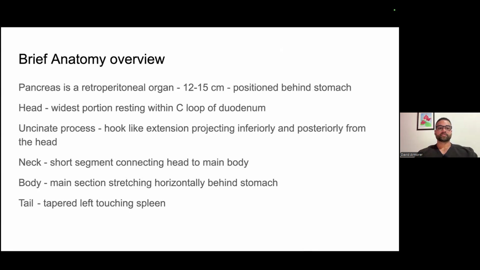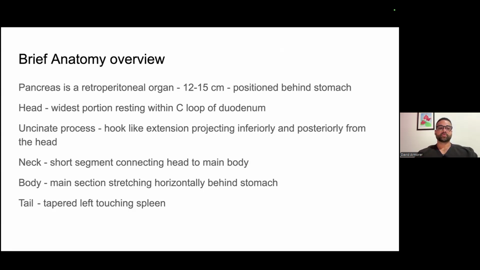So, brief anatomy overview. The pancreas is a retroperitoneal organ, roughly 12 to 15 cm in length. It's a horizontal organ which is positioned behind the stomach, and the head is the widest part, and it rests within the C loop of the second part of the duodenum.